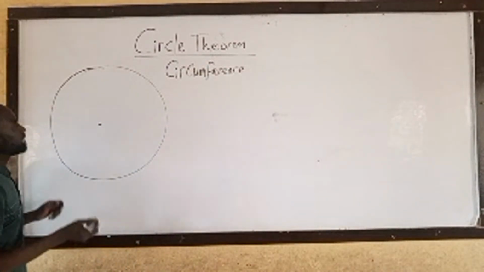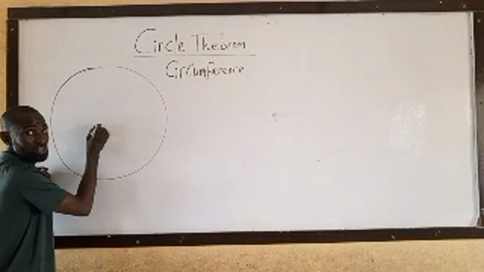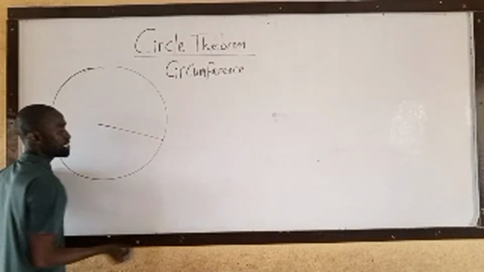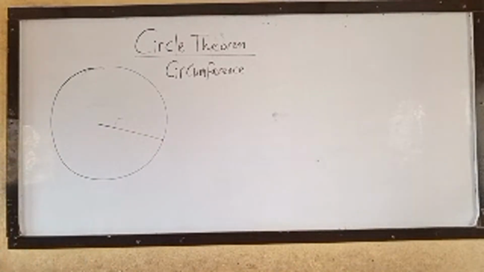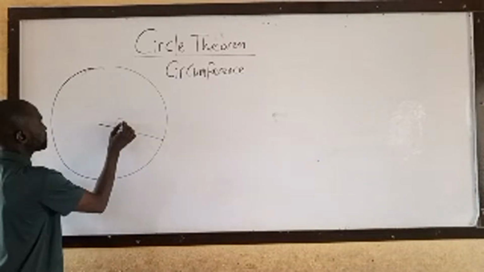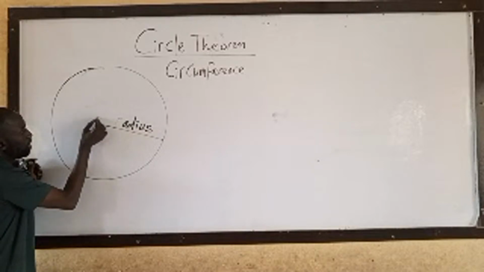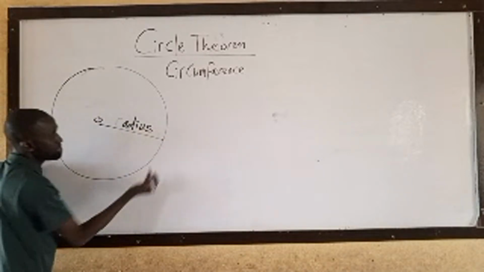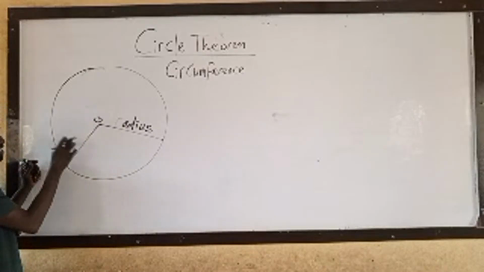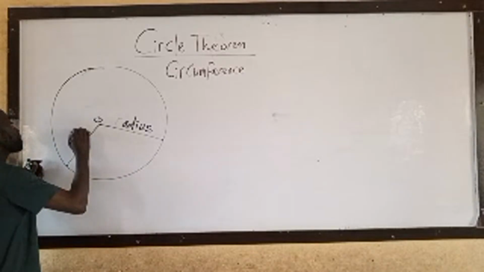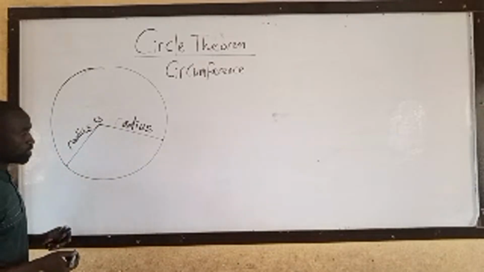So now, a line drawn from the center of the circle to touch any part of the circle is what we call the radius. This line is called the radius. A line drawn from the center of the circle to touch any part of the circumference is called the radius. If I draw one line from this space to this space, it should be called the radius. Why? Because it's a line drawn from the center of the circle to touch any point on the circumference.